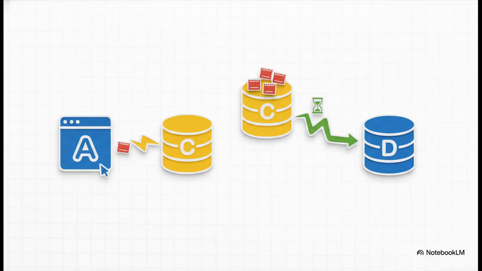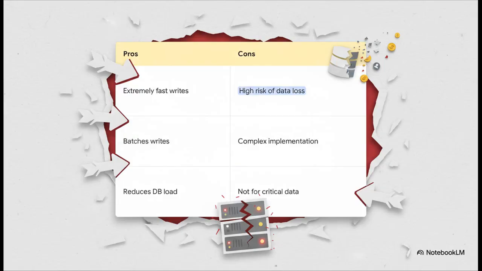Now, for those times when write speed is absolutely everything, there's write behind, sometimes called write back. With this, your application writes to the cache and gets an immediate "OK" response. It's incredibly fast. The cache then takes on the job of writing that data to the database sometime later, asynchronously, maybe even in big batches. The performance gains here can be massive. I mean, huge.